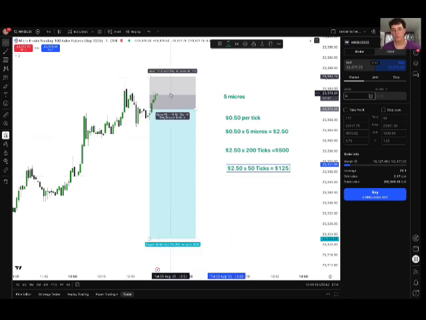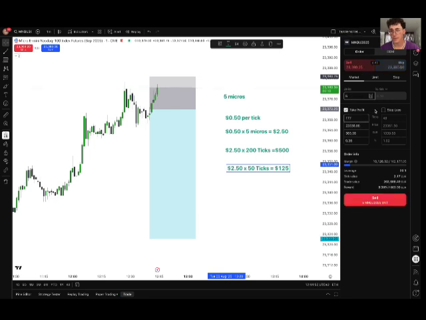Again, I put 0.50 times 5 micros because we are going in with 5 micros. If you are going with 2 micros, 0.50 times 2, then you are risking $1 per tick. If we have a 50 tick stop loss, then we're going to risk $50. And if we have 200 ticks of take profit, we are going to make $200. Simple as that. Okay? And you can see from here, for example, units 5 represents how many contracts we're going to put.